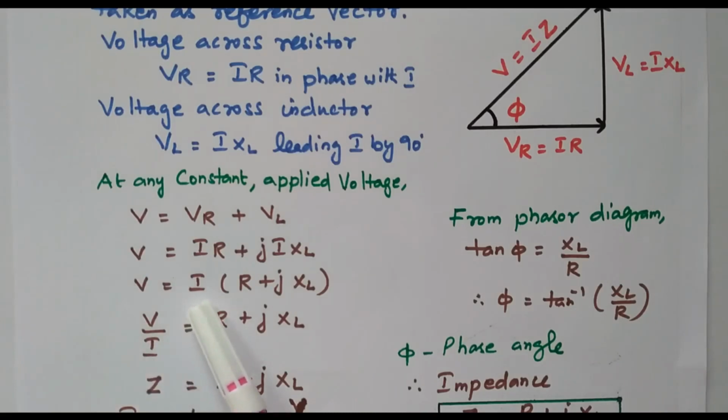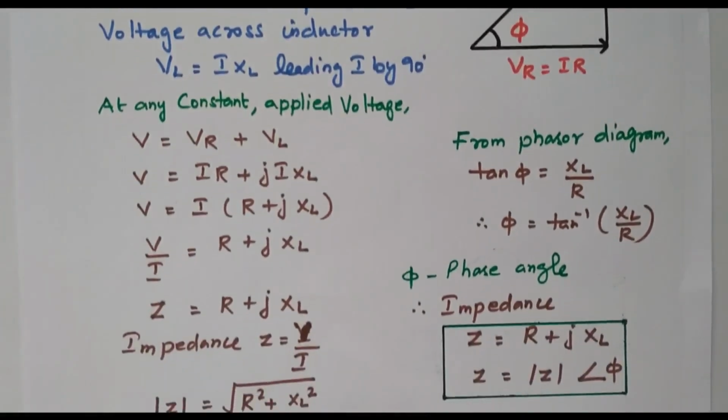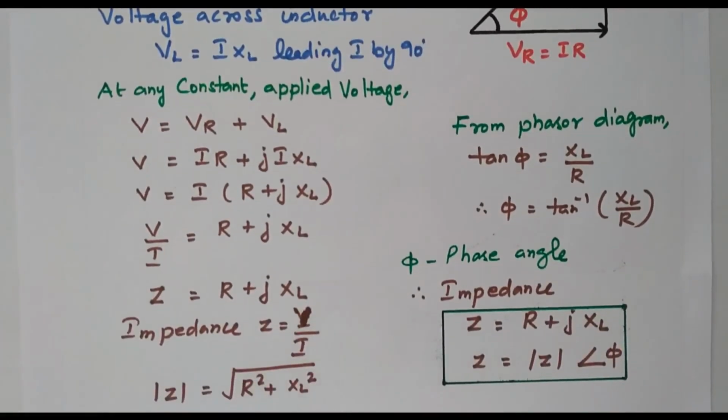So we can take I outside, that is R plus jXL, bringing the I to the denominator. So V by I equals R plus jXL. This V by I is nothing but the impedance. Normally V by I is the resistance R, but here we have resistance as well as inductive reactance, so combinedly it is termed as the impedance.